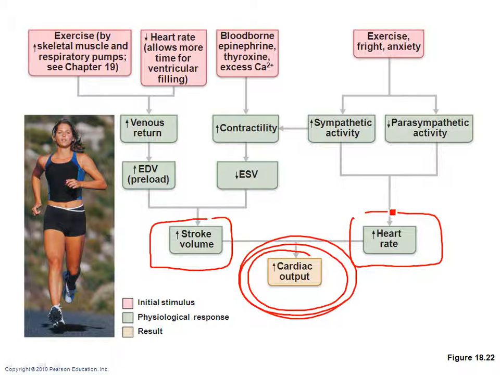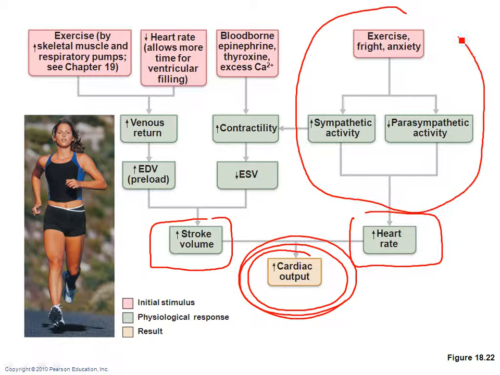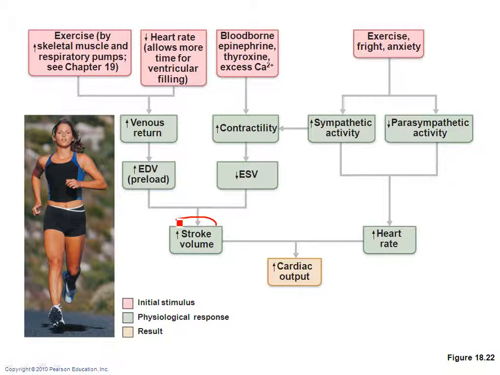Moving up the tree over here, these are all things that can lead to an increase in heart rate: exercise, fright, anxiety. Those impact your autonomic nervous system. You tend to increase sympathetic nervous system activity. You decrease parasympathetic, because remember, with parasympathetic you return to normal. And this leads to an increase in heart rate. And then more importantly for this particular lecture, increasing stroke volume.